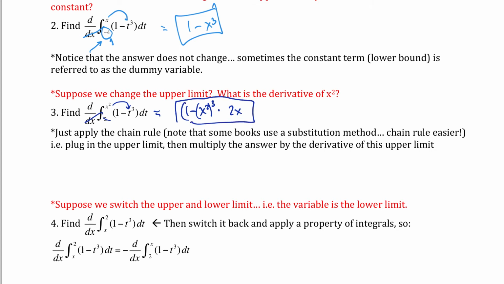So let me put this in parentheses, right? And I can clean this up if I wanted to, and just write this as 1 minus x to the 6th times 2x. Yes, I can distribute, but I'm just going to clean it up like this.